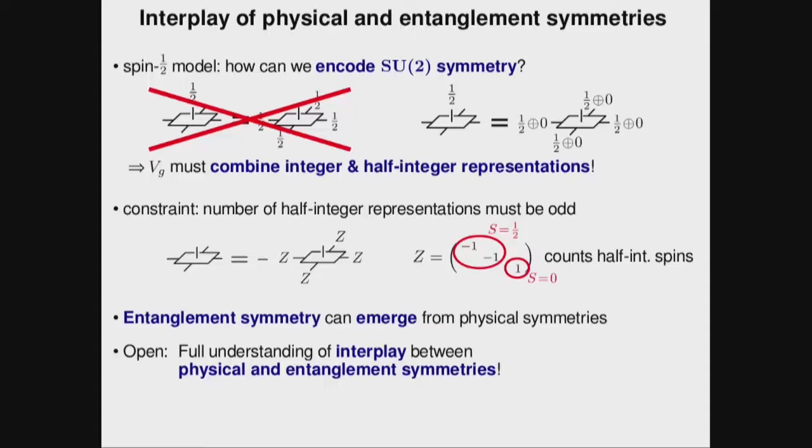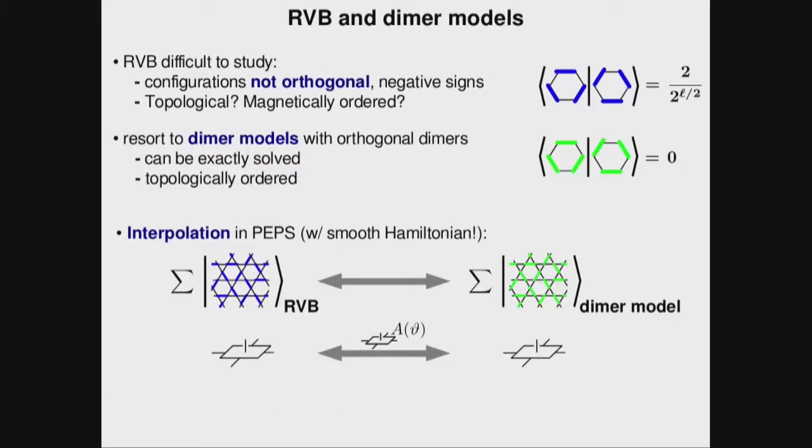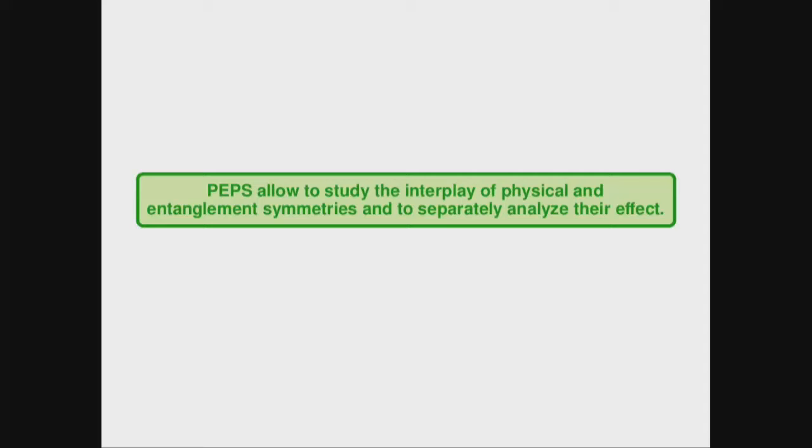Okay. I think I will skip the next 2 slides, which give an example of something which is an SU2 symmetry, which are resonating valence bond states. You can ask me about that later. It's actually a very powerful way of analyzing them. But let me spend the last couple of minutes to talk about entanglement spectra and the role of the boundary.